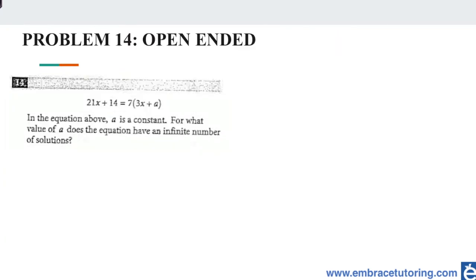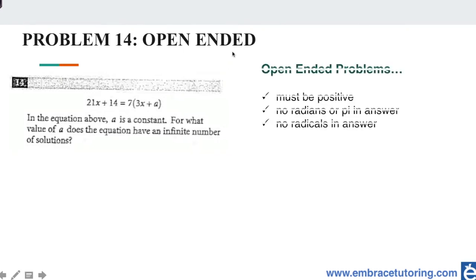For problem number 14, I see here that I'm now moving into my open-ended section, and what you always want to remember for your open-ended problems is that the answers must be positive. You can't have negative answer choices. You won't have radians or pi in your answer choice, and no radicals will be inside of your answer. The answer could be underneath the radical bar of what is given, but the actual radical sign won't be a part of your answer choice.